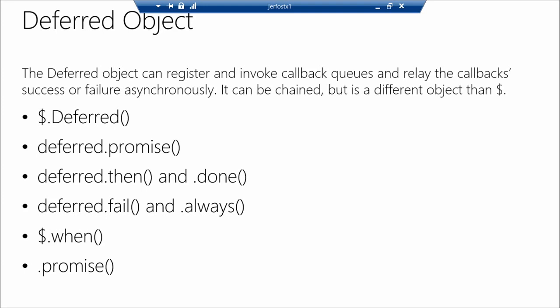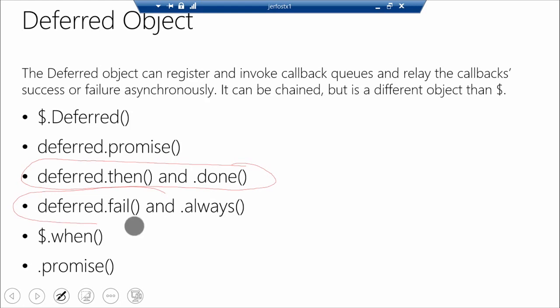So first of all, let's talk about consuming an asynchronous function, because that's kind of the easiest. And to look at that, we're going to look at then and done and fail and always, okay? And in fact, in the interest of time, we're basically just going to look at then and fail for now, and then we're going to look at the rest of these.